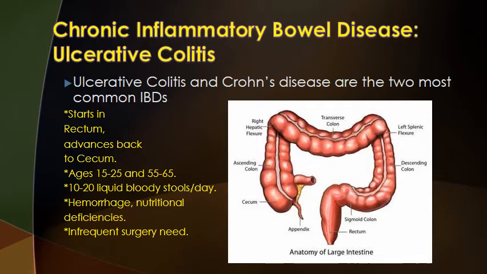With ulcerative colitis, it starts in the rectum, and it will slowly and methodically advance backwards through the colon all the way back into the cecum in the really severe cases. This is more common in young people ages 15 to 25, and then in the elderly, 55 to 65. These patients will have 10 to 20 liquid bloody stools a day. They may have hemorrhage, and nutritional deficiencies are very likely to occur if it's severe. Surgery is not usually needed to treat ulcerative colitis, but it might be, though it's rare.